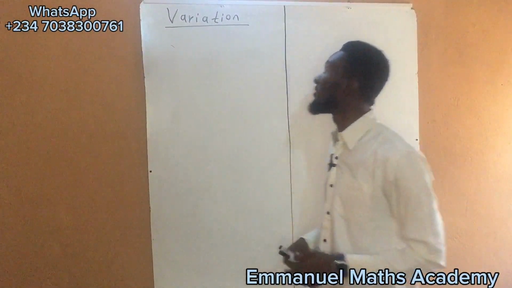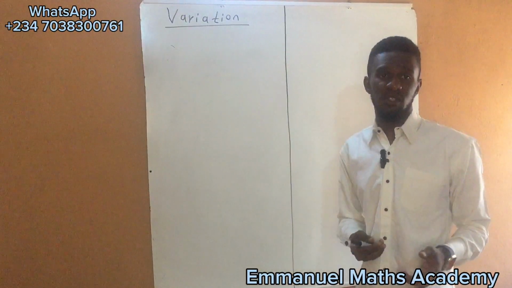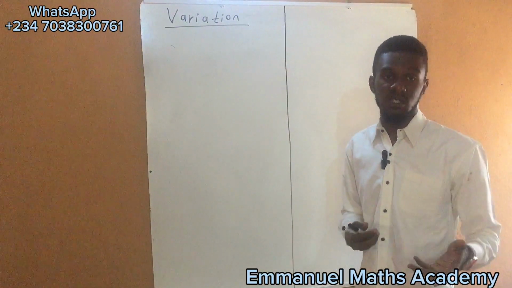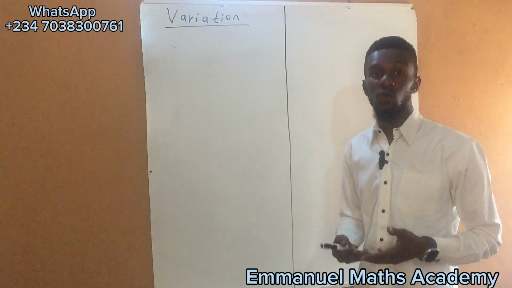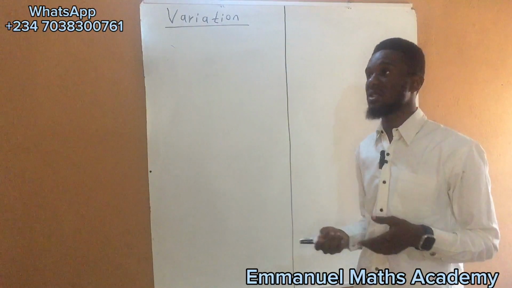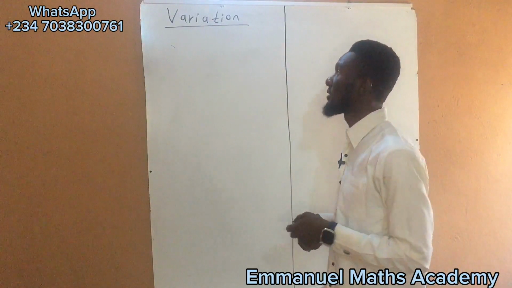So today we'll be dealing with variation. What is variation? Variation is a relationship between two or more quantities in which a change in one quantity brings about a corresponding change in the other quantity. Look at what I mean.